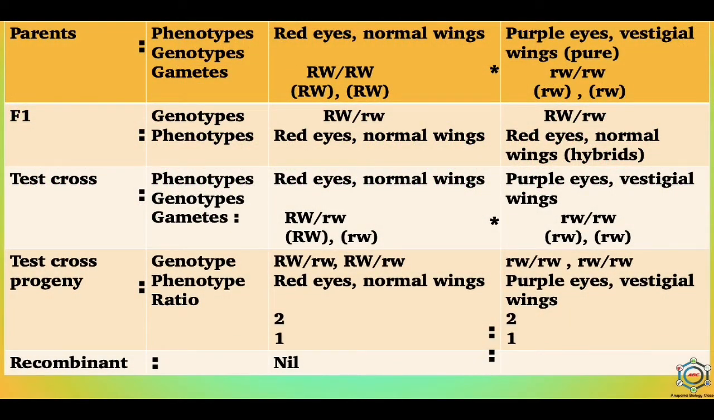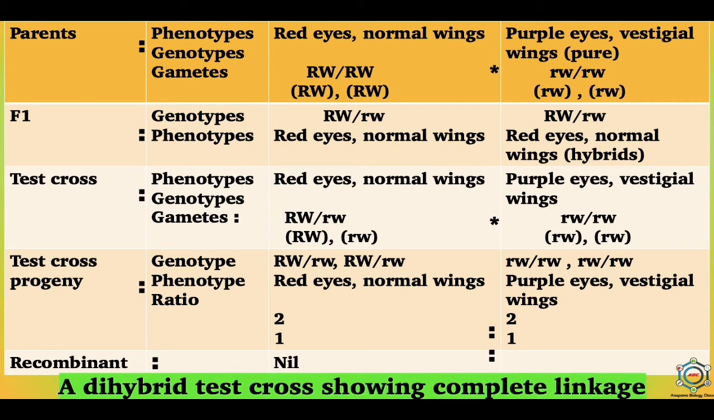Now, here you can see a dihybrid test cross showing complete linkage. Here, a double dominant female Drosophila homozygous for red eyes and normal wings, that is a wild type, is crossed with a double recessive male Drosophila homozygous for purple eyes and vestigial wings, which you can see in the picture. The F1 flies are all heterozygous, with red eyes and normal wings.